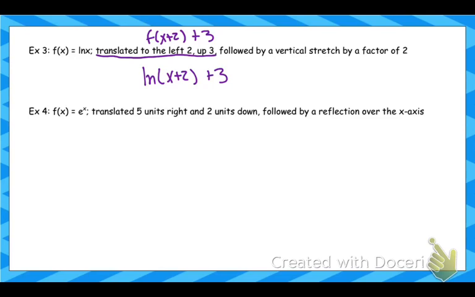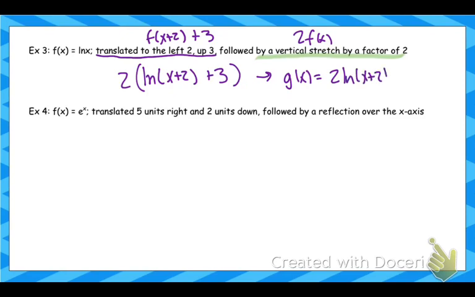After that's happened, that's done. Once that's done, we are then doing a vertical stretch by a factor of 2. So I'm taking this function and multiplying it by 2. I'm doing 2 times the f of x function I just had. So I either need to have those parentheses there, or I could just rewrite that as 2 natural log of x plus 2 plus 6.